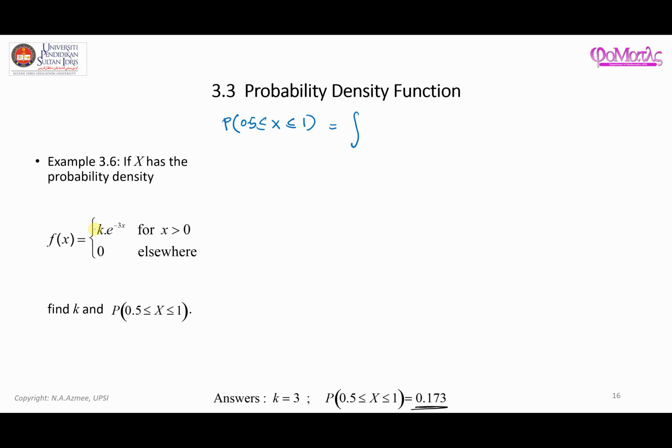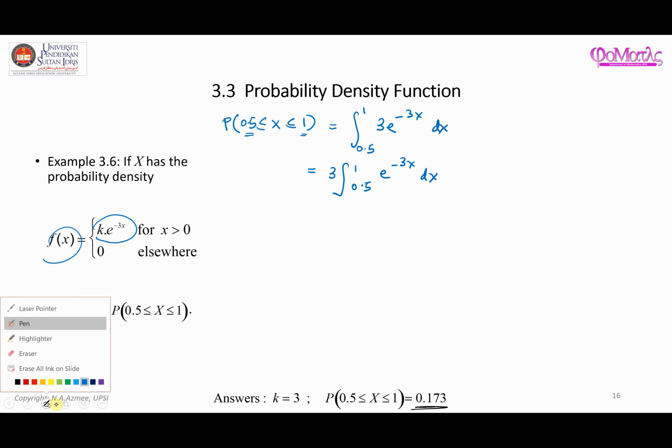Therefore, we are going to integrate this function here, and k is already known, the value is 3, so we've got 3 e^(-3x) dx, and the limits are between 0.5 and 1. So 3 is a constant, it can be taken out, so this is equal to 3 times the integral from 0.5 to 1 of e^(-3x) dx. Again, we can use the same process, and I'm going to call this 1.